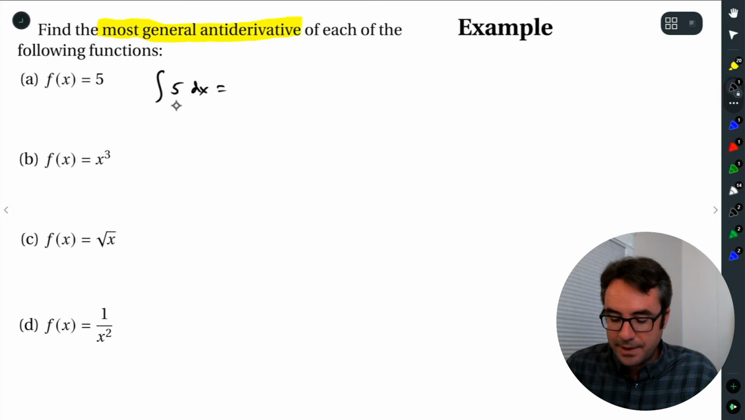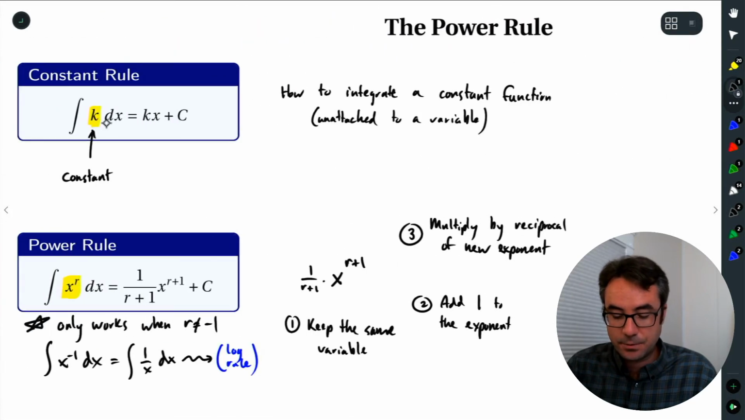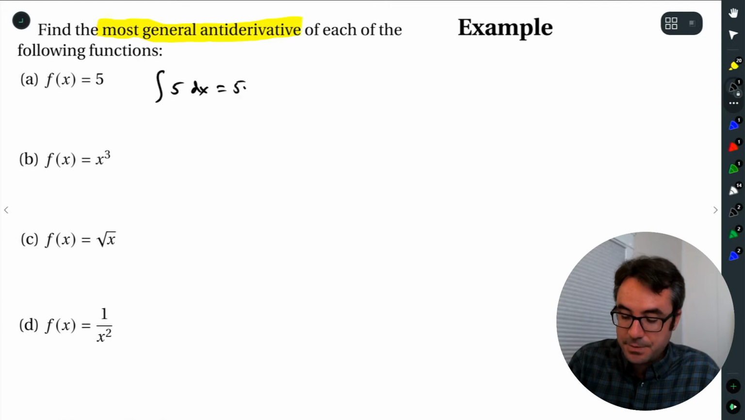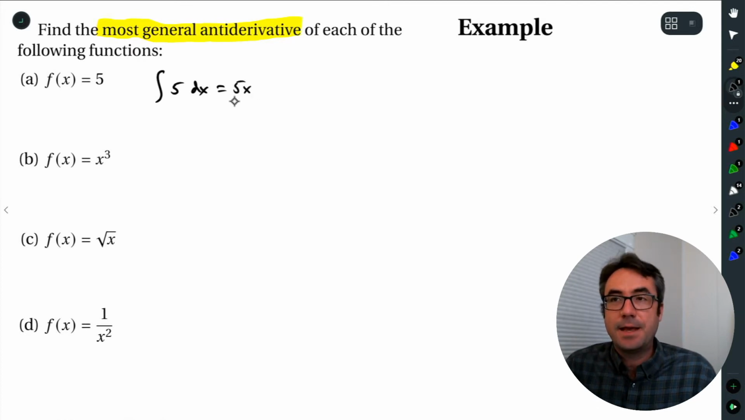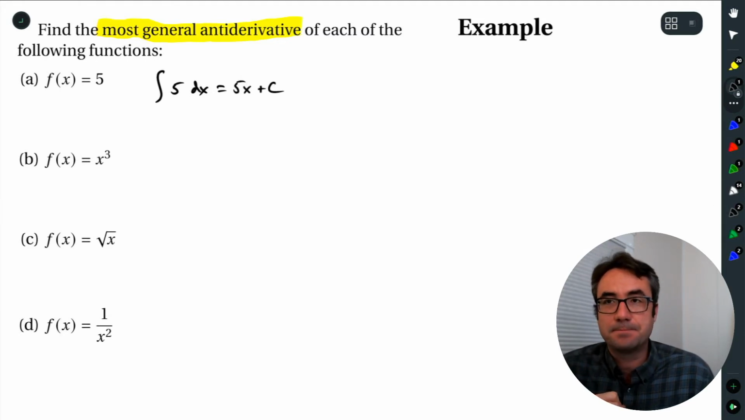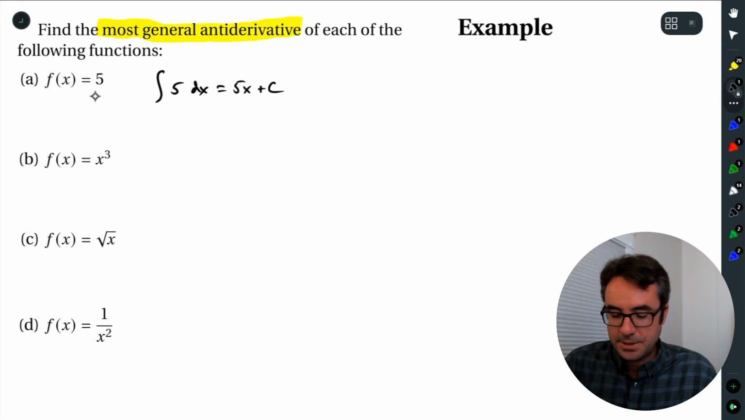All right, so we're finding the antiderivative. It's just a constant function, so what do we do? Well, we go back to our constant rule, which says take your constant and multiply by your variable. So constant k times x. Our constant is 5, so this will just be 5 times x. And since we want the most general antiderivative, we want to remember our plus c at the end. Okay, so that's the first one.